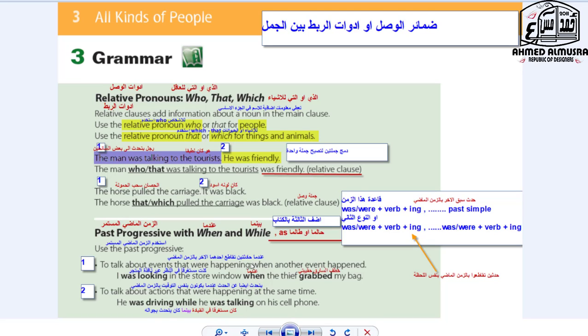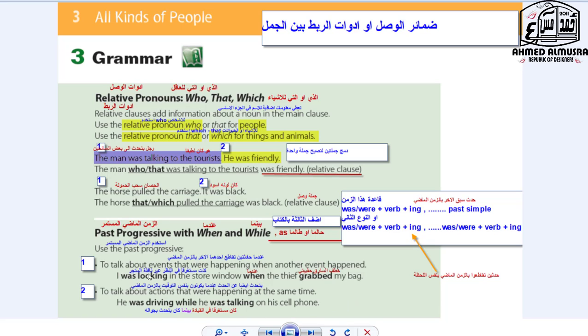Now here we talk about events that were happening when another event happened, so crossing each other in the past. The other one is two events that happened in the past at the same time. So both of them were happening in the past at the same time. So number 1, two events happening in the past crossing each other, and the other one is happening at the same time. This is the use of the past progressive tense.